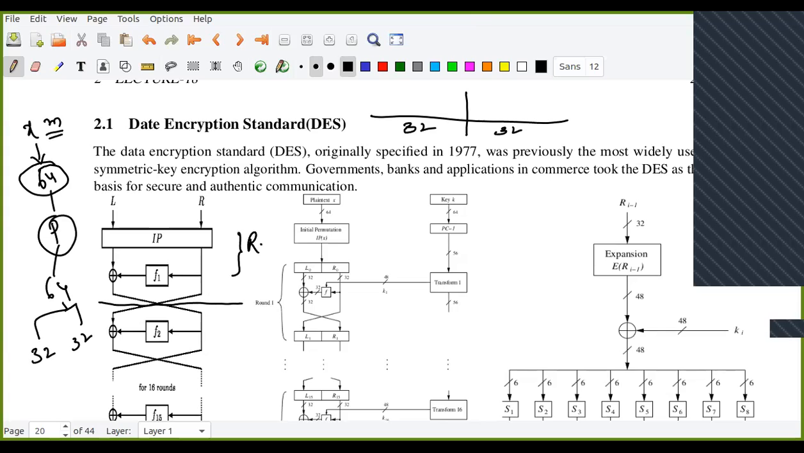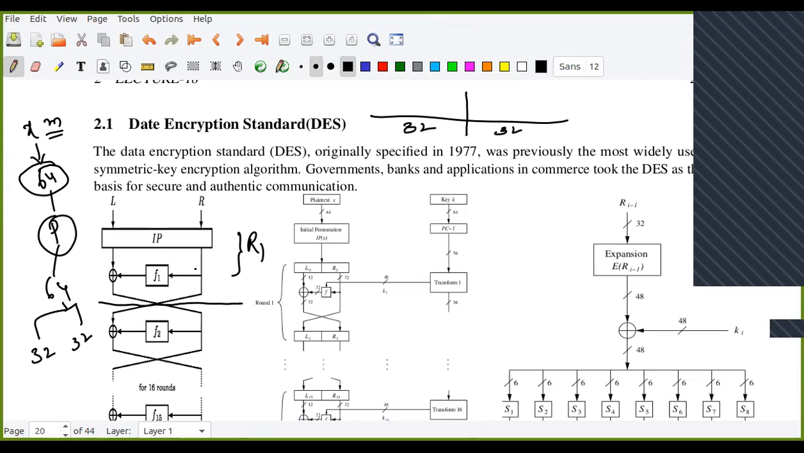It is round one. In round one, what happens? Here they wrote that they did a permutation here, but it's okay. Now R came. This right part will go to the left part for the second round. Is it okay? That part is okay.